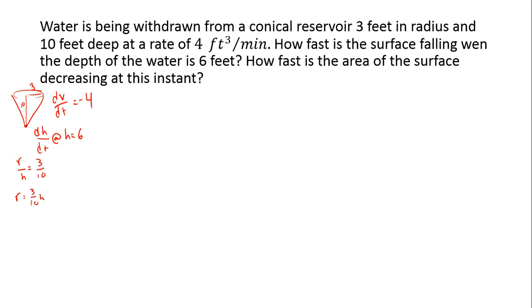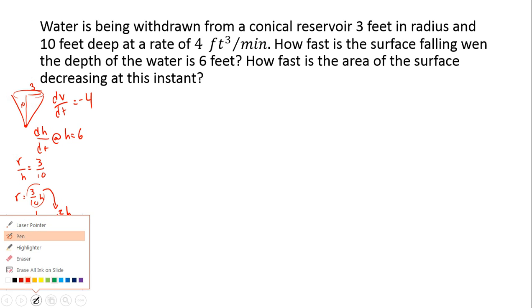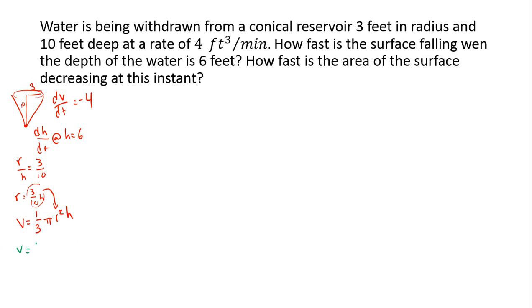And so now we're going to be using the volume. So volume is equal to 1/3 pi r squared h. Okay, we're going to be plugging this whole thing in for the r to solve it through. Which means we have V is equal to 1/3 pi 9 over 100 h cubed. Okay. Keep multiplying it all the way through. We end up getting V is equal to 9 pi over 300 h cubed.